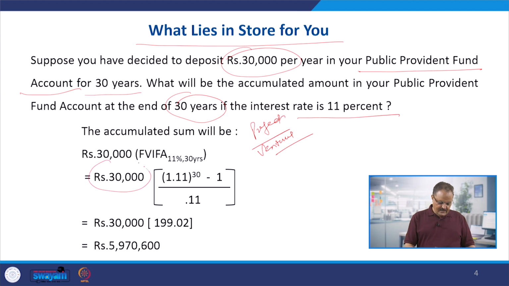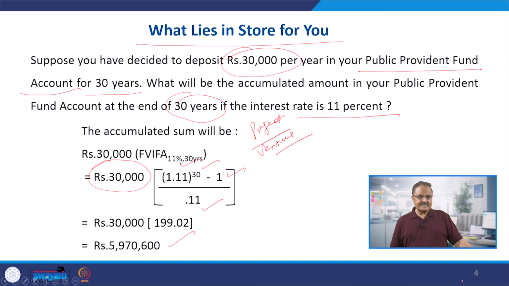A is basically the cash outflow which we are investing into the PPF. R is basically the discount rate or the interest rate. N is the 30 number of years. Again this R, 0.11 or 11%, we are taking in the denominator, and minus 1. By applying this formula, you easily get the answer to your question, what lies in store for you when you are depositing 30,000 rupees per year in your PPF account, and after 30 years how much is going to be the value. So, this amount is going to be something like 59,70,600. It means it is going to be close to 6 million Indian rupees.